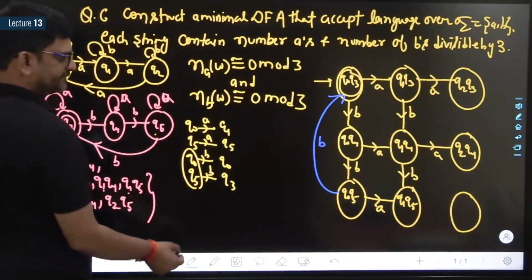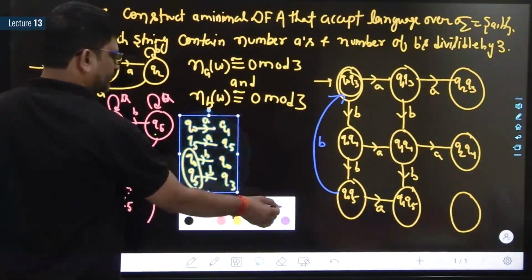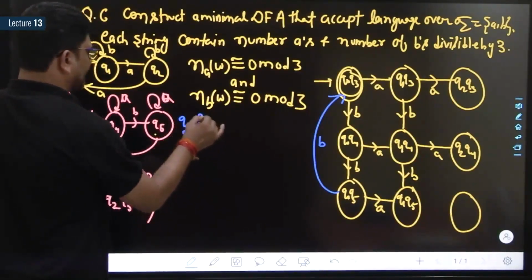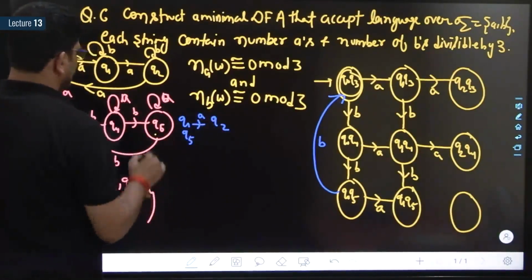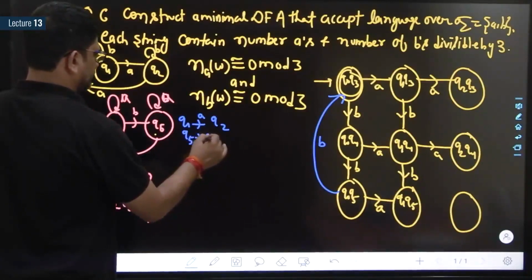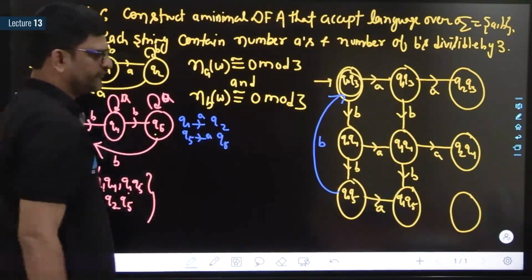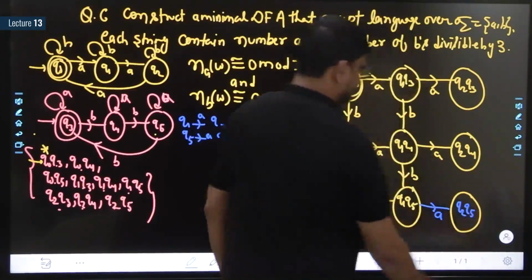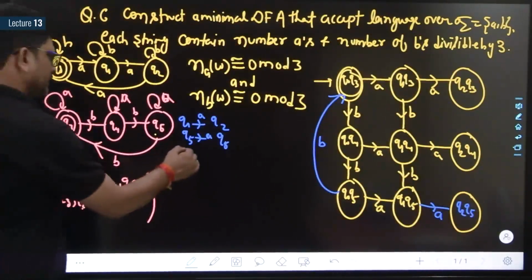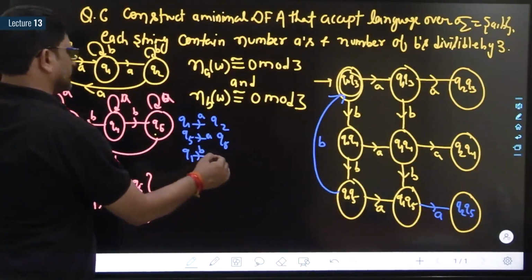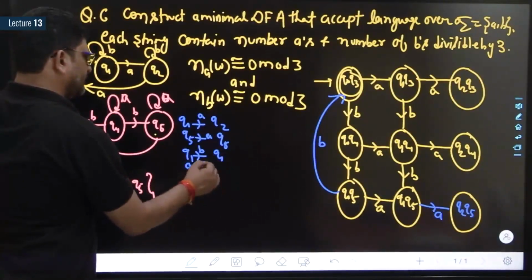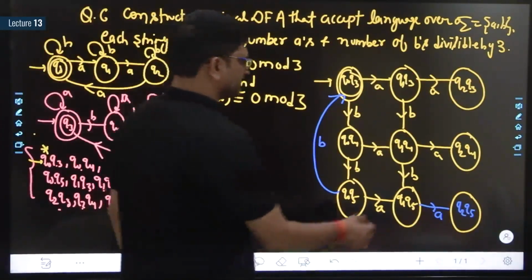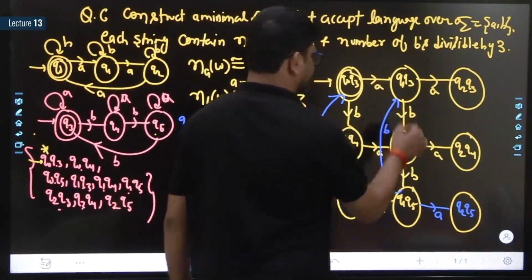Now check for Q1Q5. Q1 on A goes to Q2, Q5 on A stays Q5, so Q1Q5 on A goes to Q2Q5. Clear? Now for B, Q1 on B stays Q1, Q5 on B goes to Q3, so Q1Q5 on B goes to Q1Q3. This is B. Okay.